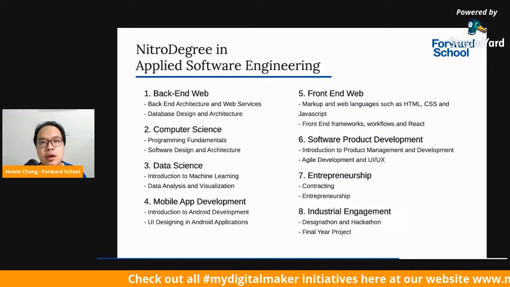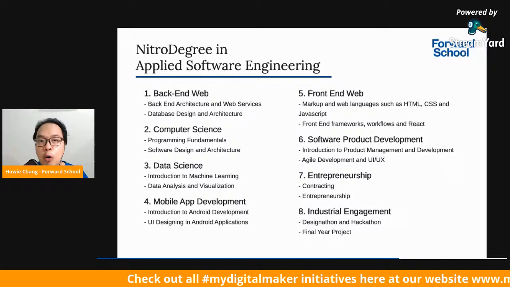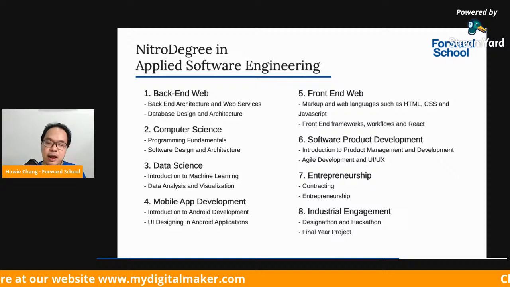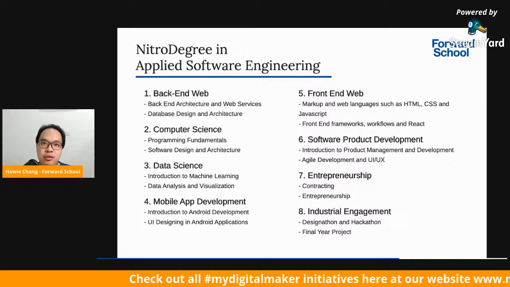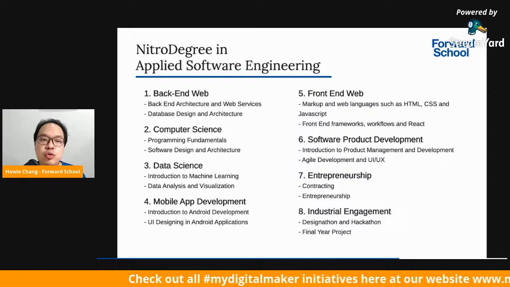So if you upload a lot of photos of food, they will know that you are someone that potentially likes food. When they know that, they will then surface advertisements that are relevant to you. Maybe the next time around, they will show you an ad about a recipe or a restaurant. So data science is key in doing all that. That's data science, simplistically speaking. And then we will also be teaching you mobile application development.